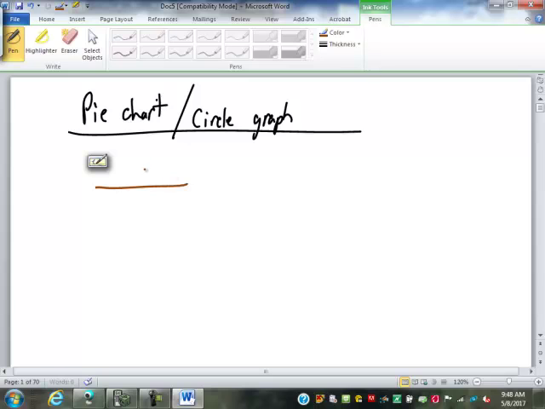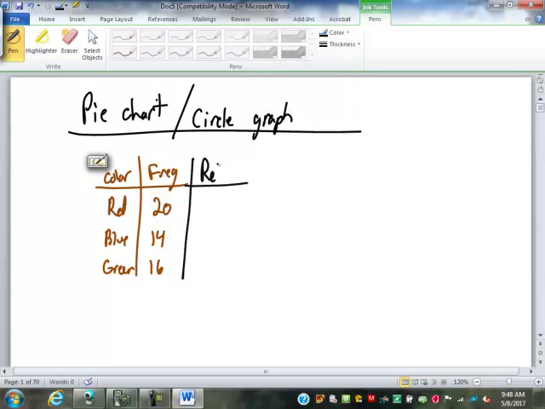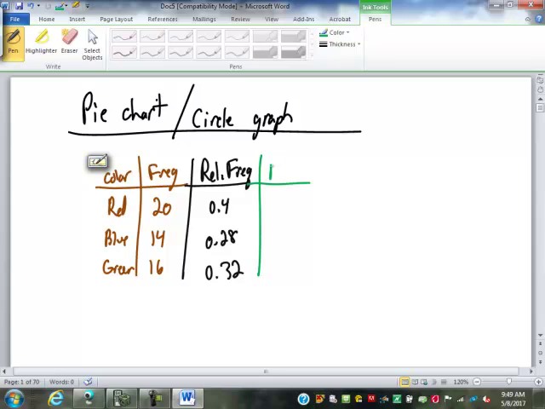But let's go back to our table here of color and frequency, where we had red, blue, and green, 20, 14, and 16. And if you recall, we had added that column for relative frequency, which was 0.4, 0.28, and 0.32. And we said we could convert that into a percent frequency. So just 40%, 28%, and 32%. For a pie chart, this is what I want.